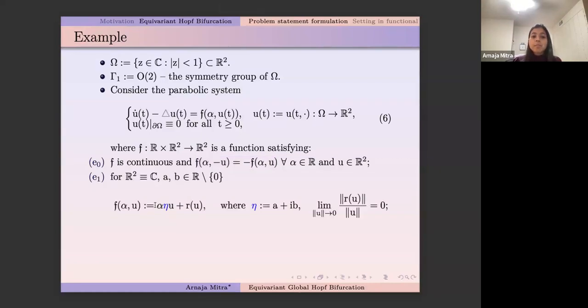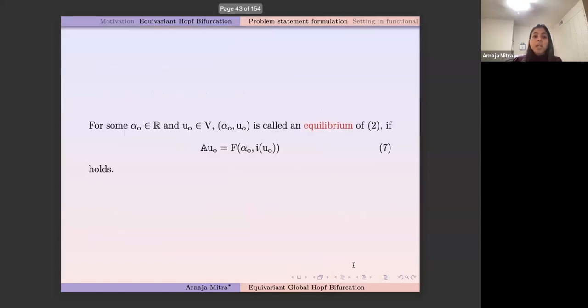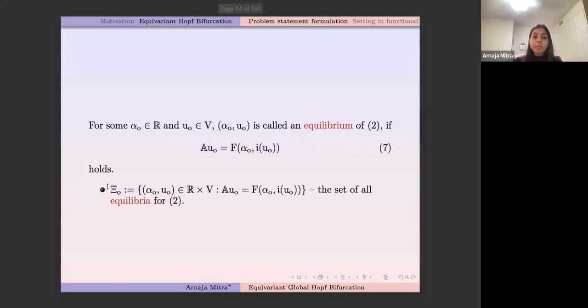And here I consider my f as alpha eta u and ru, where ru satisfies this, and eta is a plus ib, and p is a natural number greater than 1 such that we satisfy this a priori bound. Now let me come back to our theorem. It says we consider all the equilibrium points and denote E naught, eta naught as my set of all equilibrium points.